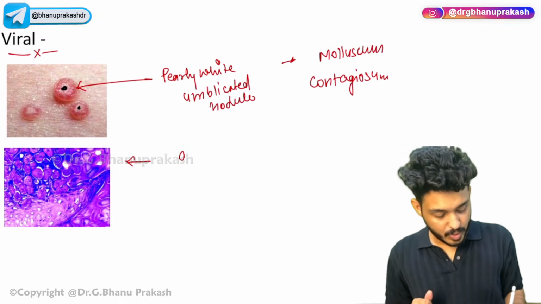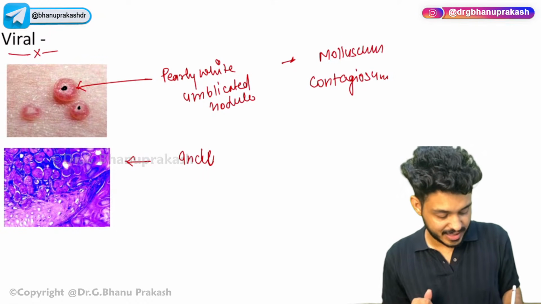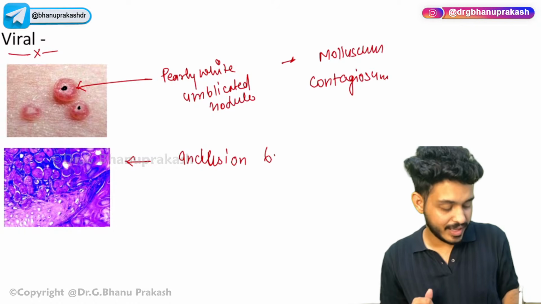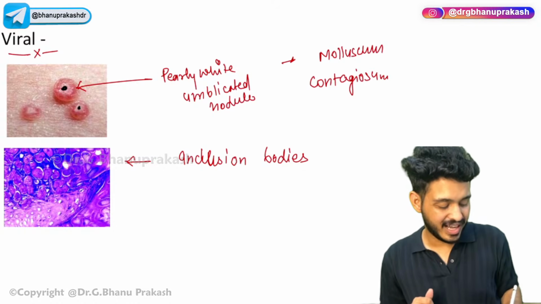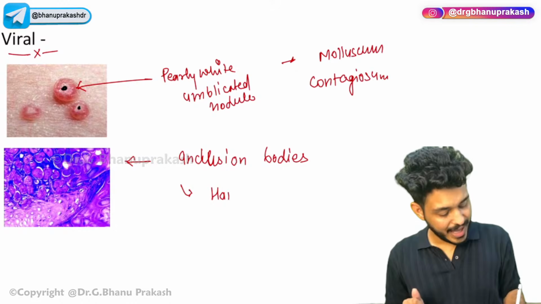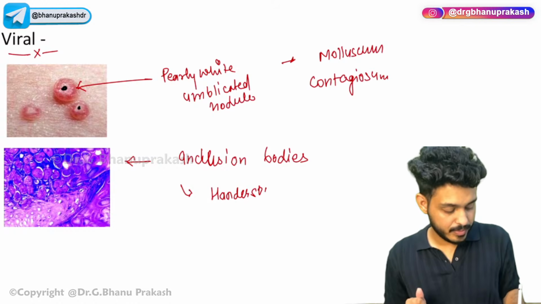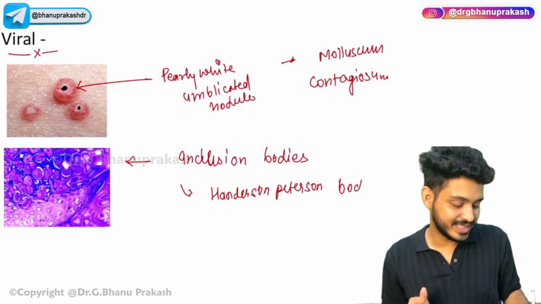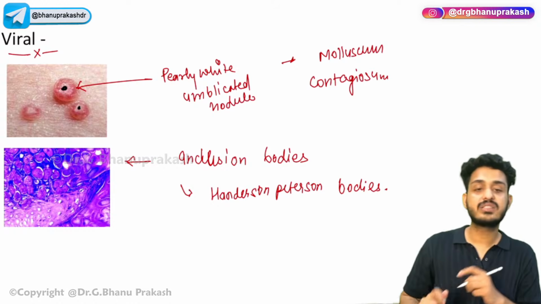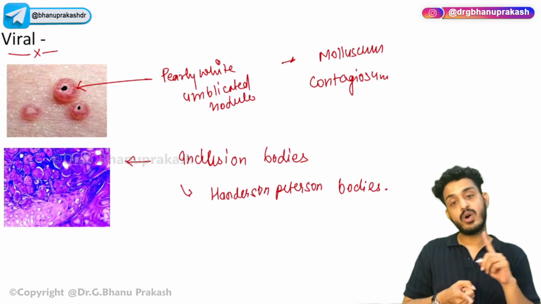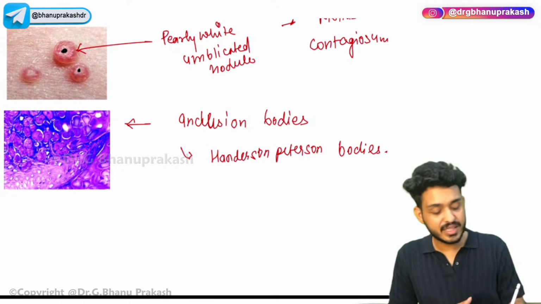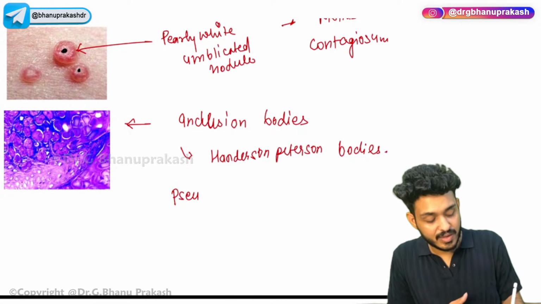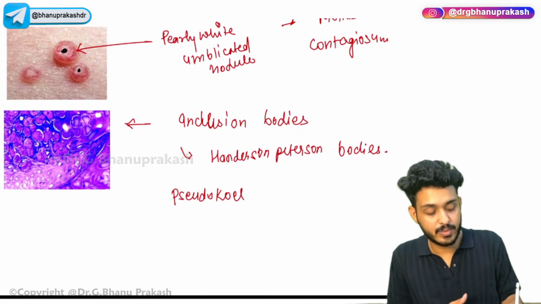These are the inclusion bodies that you will be finding here. These inclusion bodies are known as which bodies? Henderson-Paterson bodies, guys. These are known as Henderson-Paterson bodies. And one phenomenon that we have already discussed about this is your pseudo-Koebner phenomenon.